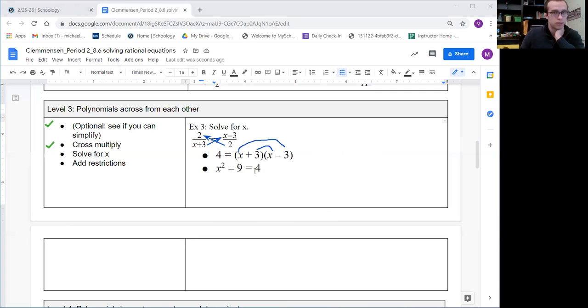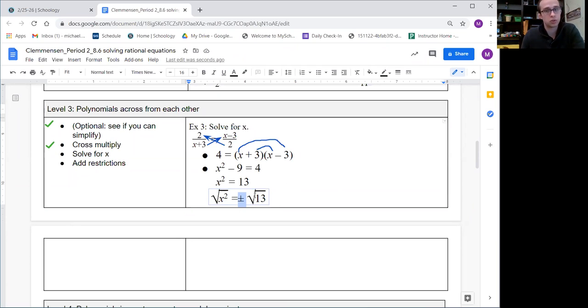Next thing, since I have x squared minus 9 equals 4, I'm going to move my 9 over, and I get x squared equals 13. And then to get rid of this squared term, I'm going to square root both sides. Square root, square root. Now what I want to mention and remind everybody is that whenever we square root a square, we have to add this plus or minus right here. That's a key part. This is two different solutions right here. It's a positive square root of 13 and a negative square root of 13.